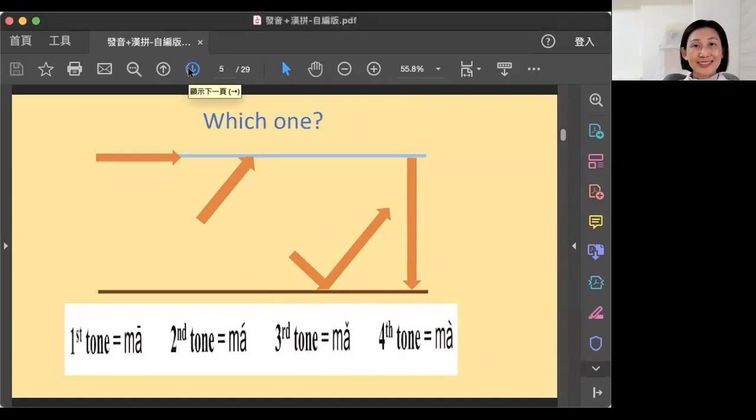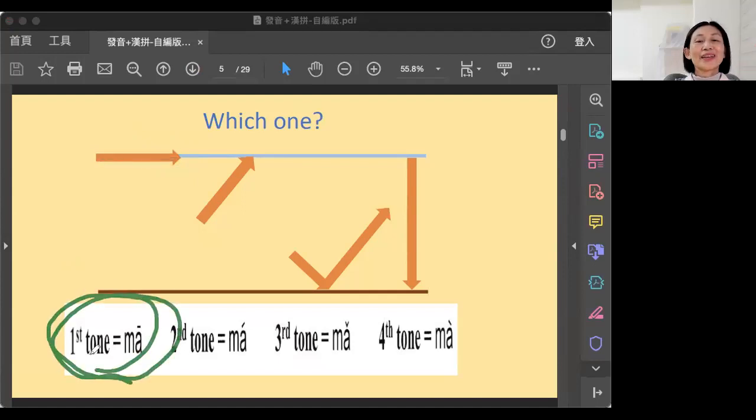Let's do some exercise. Listen to me and tell me which tone do you hear? Mā, mā, mā. Which tone? Let's see. When I pronounce mā, it is the highest pitch, right? And I keep the highest pitch stable, right? So yes, it is the first tone.